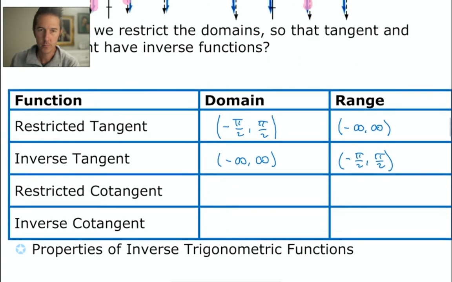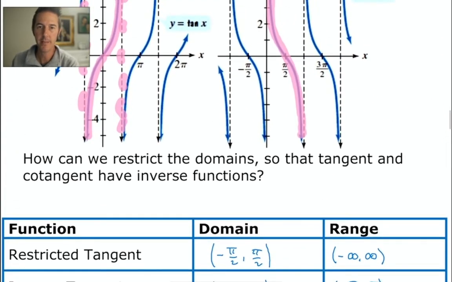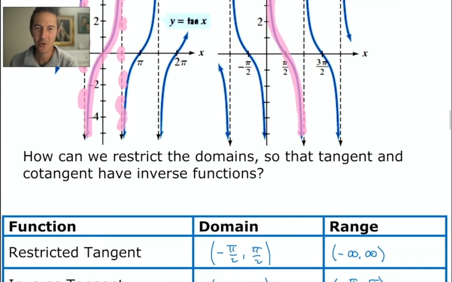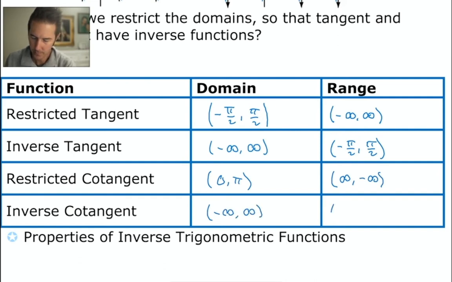Restricted cotan. Have a look at this graph. We said that the domain goes from 0 to pi now. Oops, that's the highlighter still. 0 to pi. Asymptotes are there, so we're using parentheses. Negative infinity here. That's a very tall graph. And the inverse, swap the domain and the range. Parentheses all day.